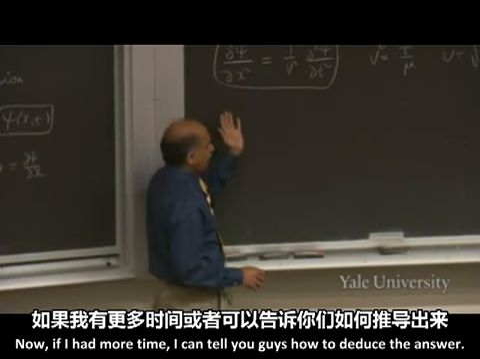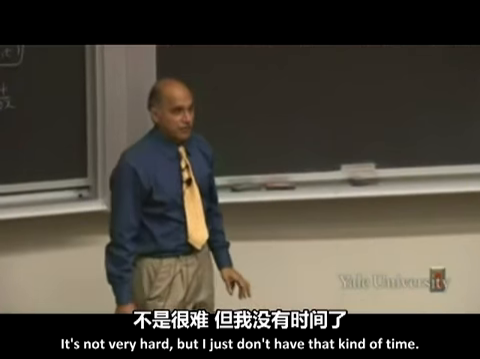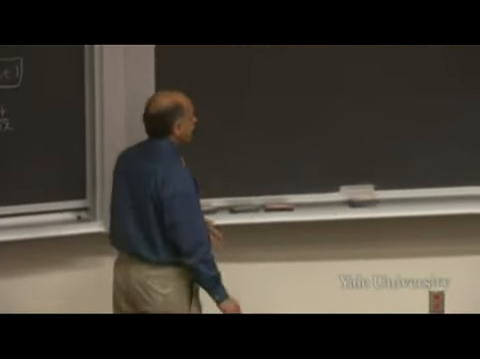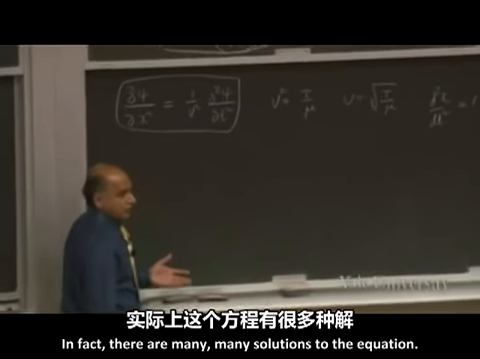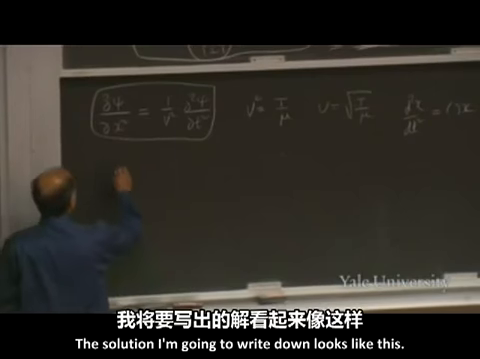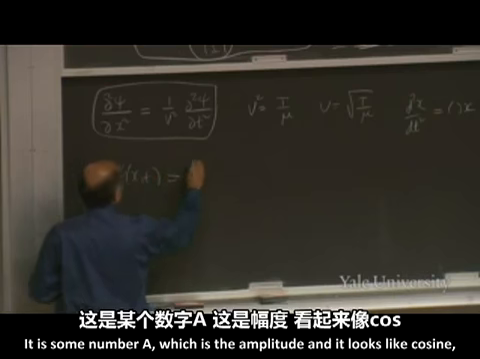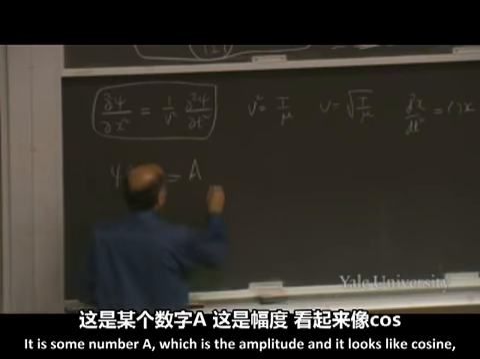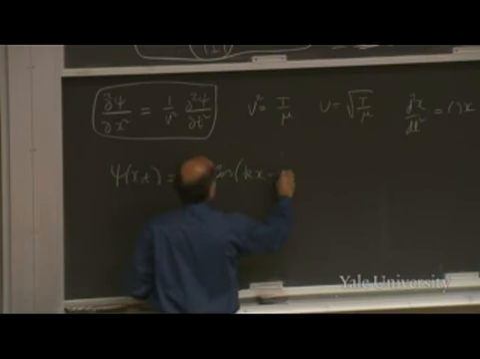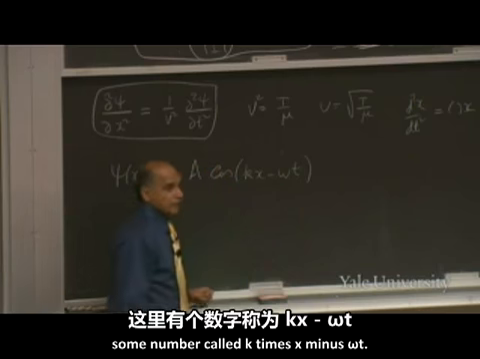Now, if I had more time, I could tell you how to deduce the answer. It's not very hard, but I just don't have that kind of time. So I'm going to just write down a solution. In fact, there are many, many solutions to the equation. It's very general. So I'm going to write a particular solution. The solution I'm going to write down looks like this. It is some number A, which is the amplitude, and it looks like cosine of some number called k times x minus omega t.